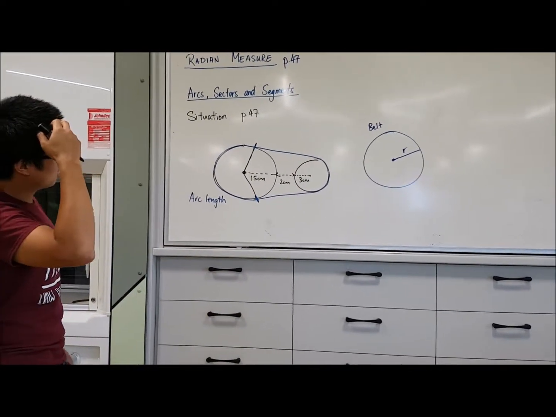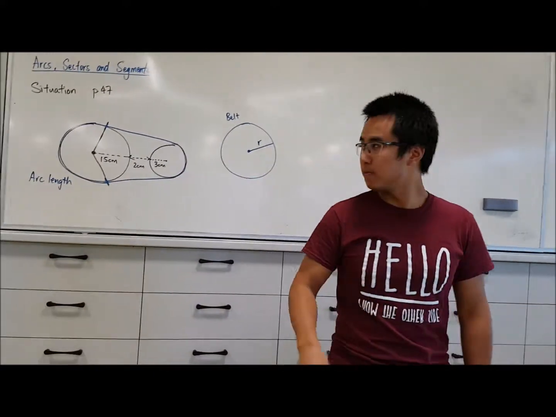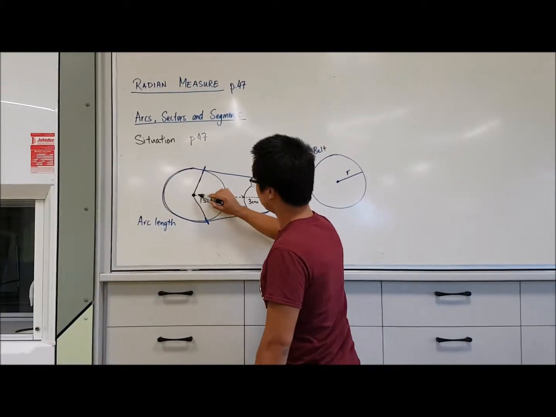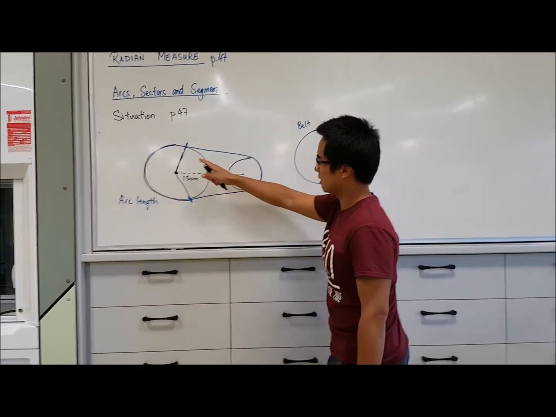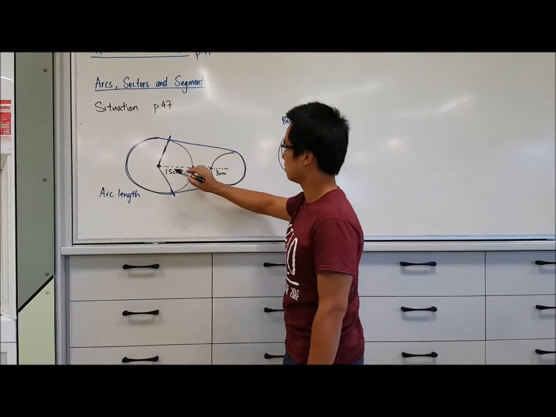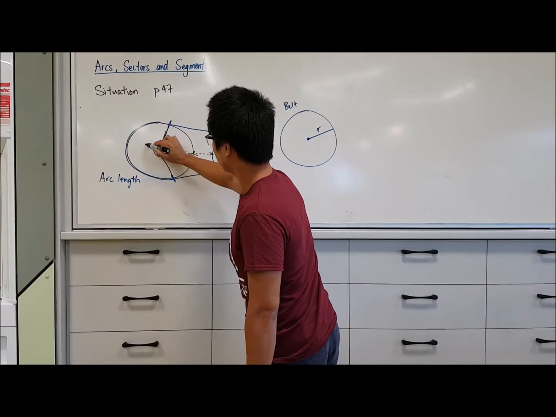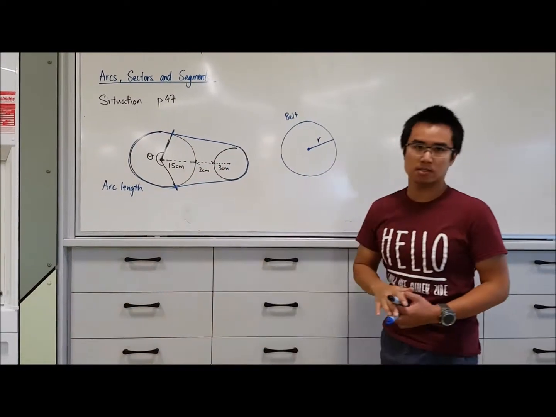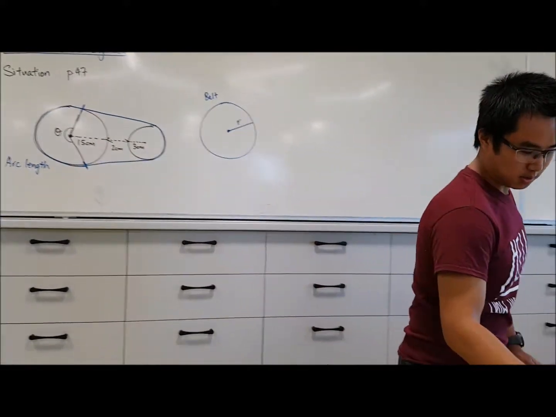Okay, so what you're going to have to measure is the angle that is subtended by this arc, and subtend means the angle it makes at the center of the circle. So, for example, for this arc, it will be this angle here. And we'll see how that relates now to finding the length of this arc.